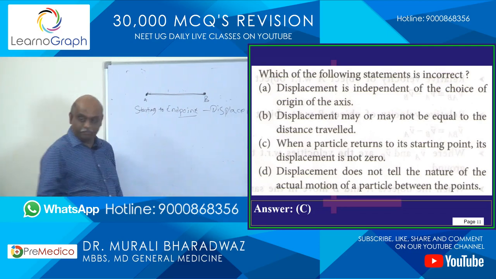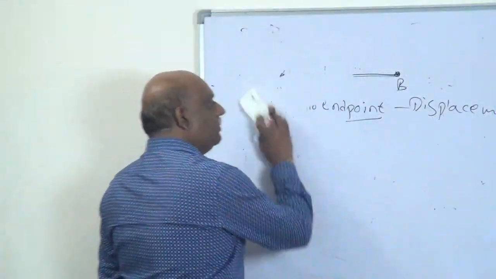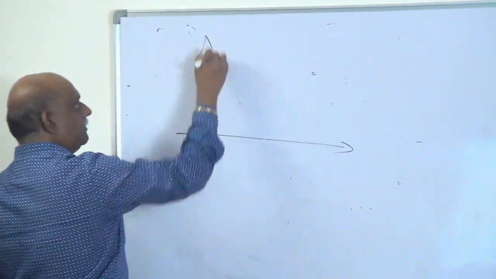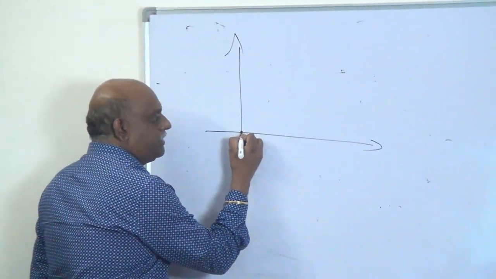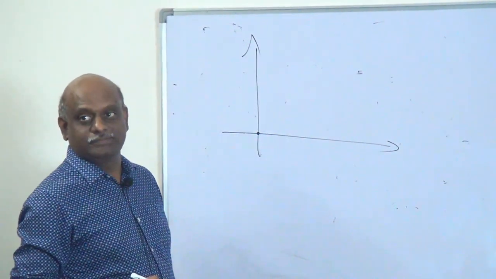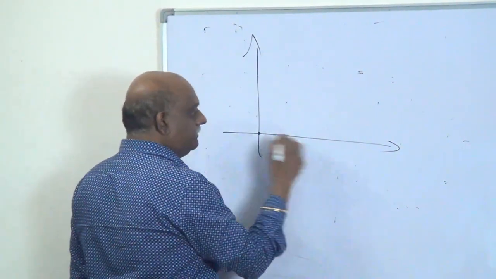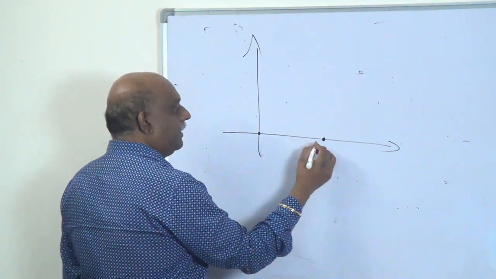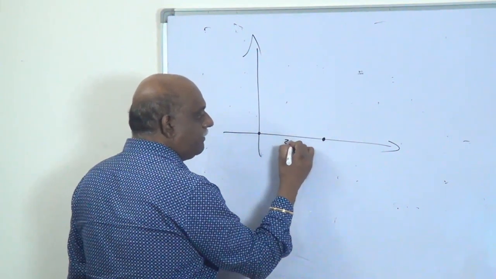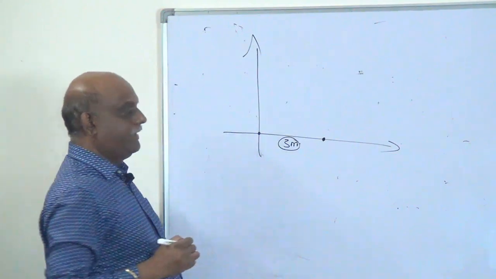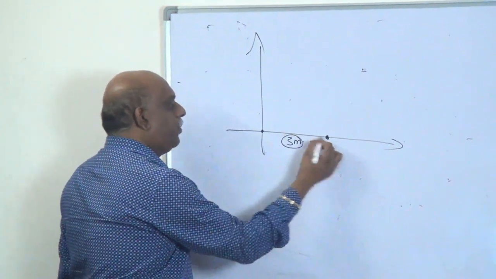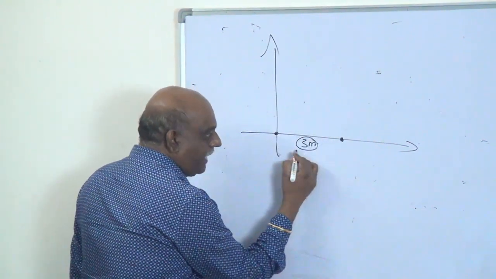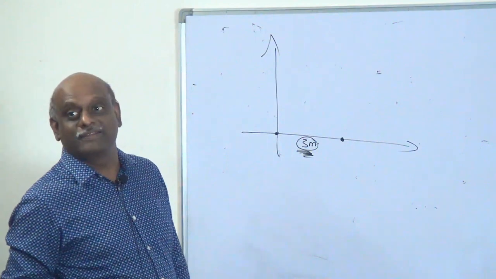Can you give me the board? So, let us say the origin is at this point and the person moved to this point on the x-axis. So if he moved on the x-axis by about 3 meters, the displacement, the end point and the starting point, it is with reference to these two that we decided that displacement is 3 meters.